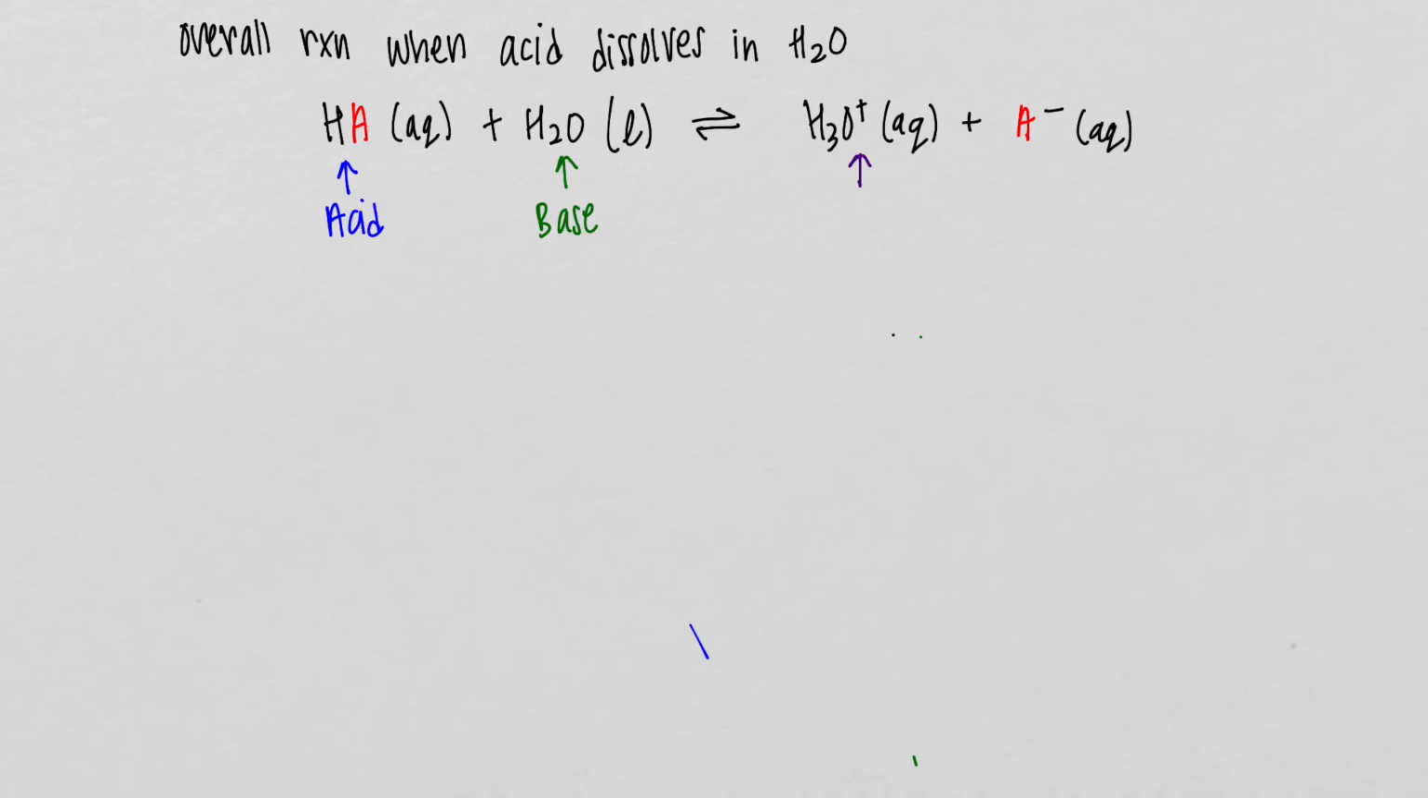And then this substance or chemical that is accepting the hydrogen from the HA over here, that's going to be our conjugate acid. And this one here, the A minus, the one that lost the hydrogen, the proton, is going to be your conjugate base.